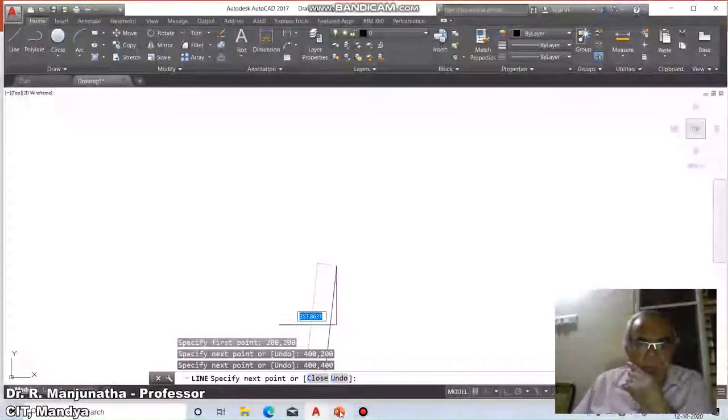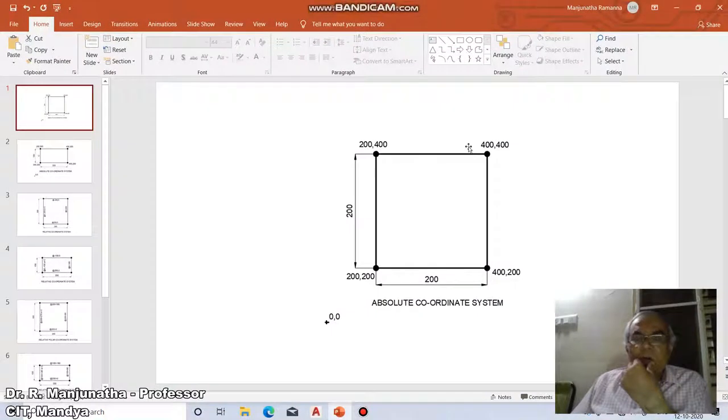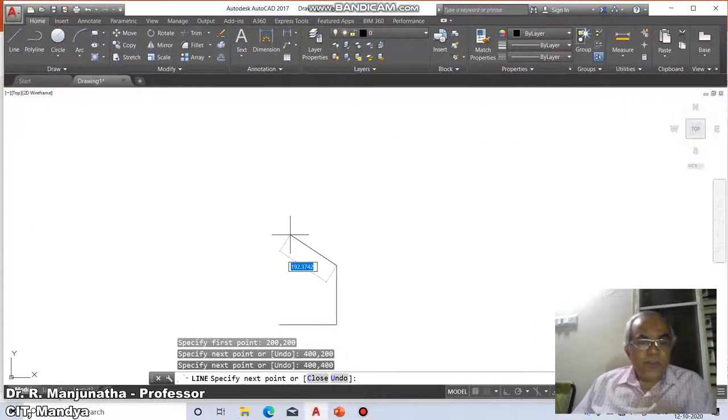Now we are moving in a direction opposite to the direction of the UCS x-axis. So 400 moves in the opposite direction, which means it will minus 200. 400 minus 200 becomes 200. As there is no increment in the direction of the y-axis, it will remain the same as the previous value of y, which is 400. So here we will say 200, 400.